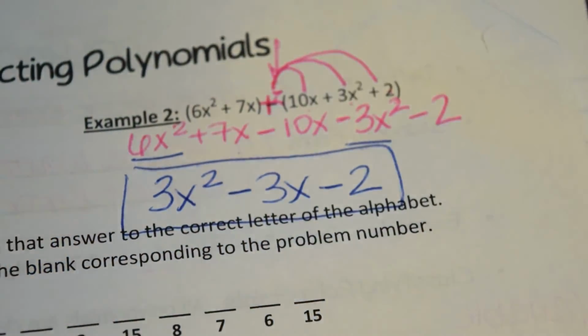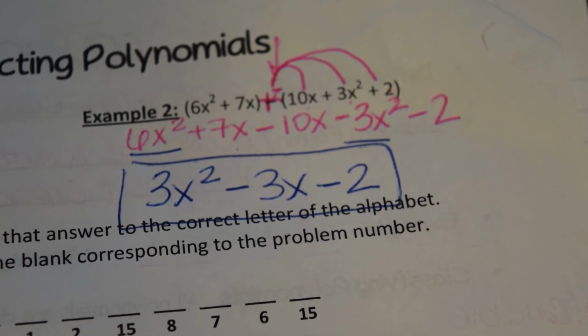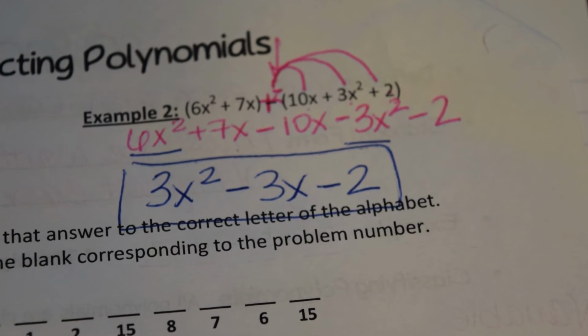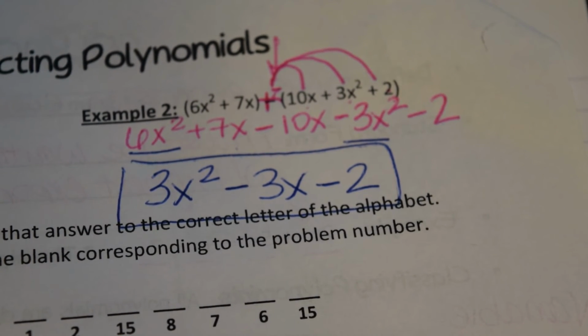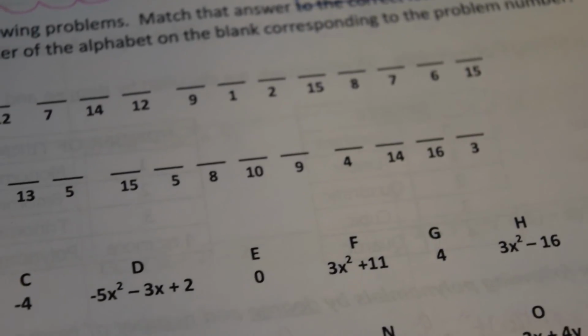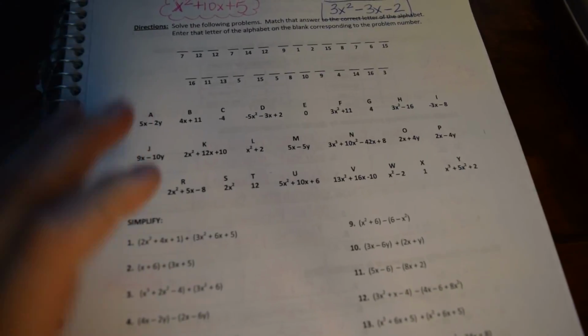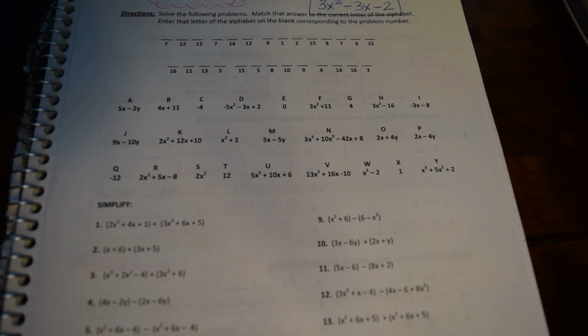And that is our simplified answer. So that's the real big difference. There's adding or subtracting polynomials, and when we have subtraction, we have to distribute the negative. So what I would like for you to do is try to complete the worksheet below, and I will have a follow-up video to show what the correct answers are.